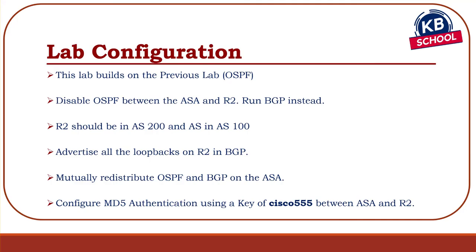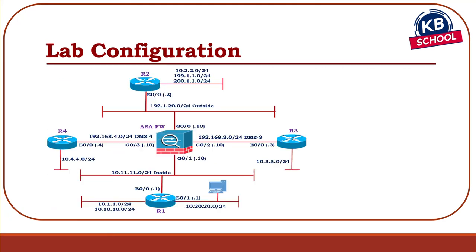So the requirement again: R2 in AS200, ASA in AS100. Advertise all the loopbacks on R2 in BGP. Mutually redistribute BGP and OSPF on the ASA. We'll do it one step at a time. Let's do it on router 2. Router 2 says enable BGP in AS200 and advertise all my loopbacks, which are 10.2.20, 199.1.10, and 200.